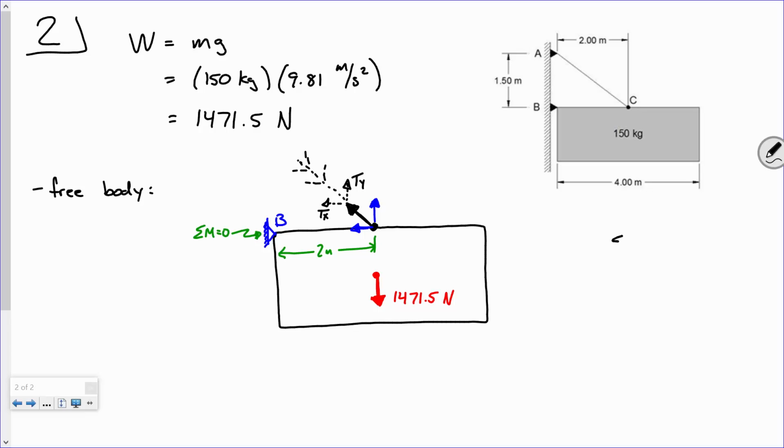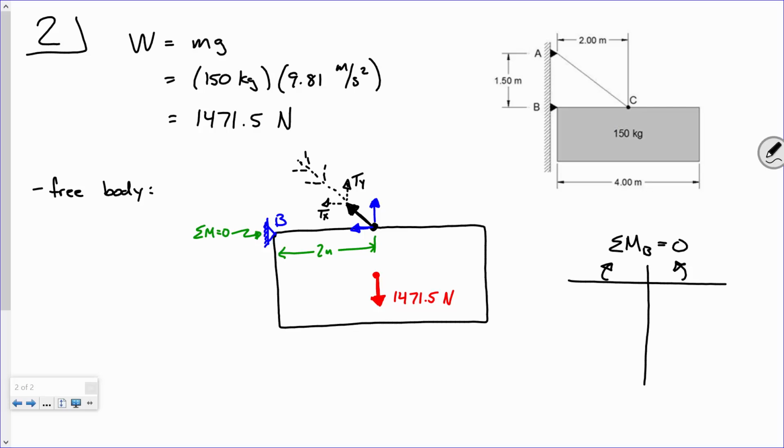All right. Now, if you haven't seen this before, this is kind of how I like to sum moments. What I do is I say the sum of moments about B has to equal 0, and then I draw myself a little table. And I say that everything spinning that way has to equal everything spinning this way. So, I look at point B, and I say, all right, at point B, I have 1471.5. I've got this weight acting at a distance of 2 meters, right? And it's going like this, right?